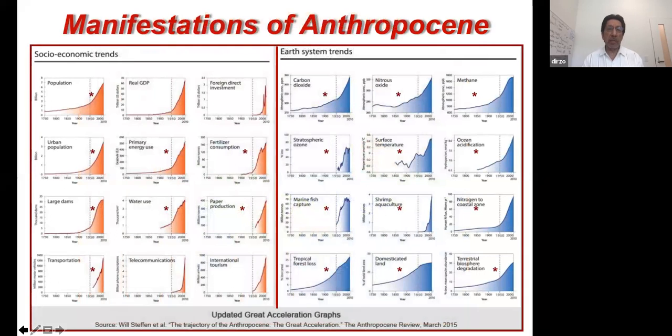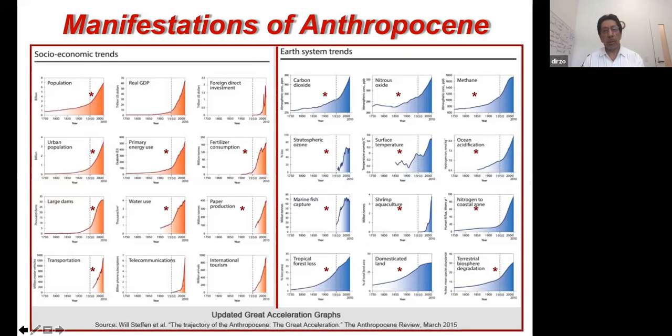On the panel on the left of your screen, you can see a number of socioeconomic trends that have been happening particularly over the last few decades. You see things such as paper production, fertilizer consumption, primary energy use, and so on, that characterize this era of the Anthropocene. You can see that all of these curves peak particularly over the last few decades. And so the author of this study, Will Steffen, addressed this situation as the great acceleration of the Anthropocene.